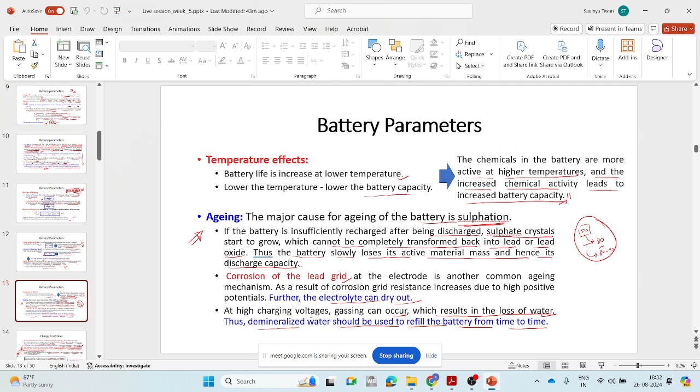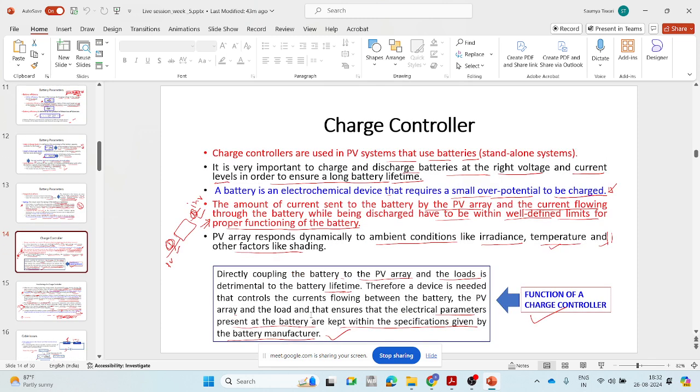Another reason is the corrosion of the lead grid that you use at the electrode, and also the electrolyte can dry out. You might have seen in your household that after a few times, DI water is used in the battery, your lead acid batteries. From time to time you have to refill the battery. That is because at high charging voltage, gassing can also occur, which could result in loss of water. For that, demineralized water is used to refill the battery from time to time.